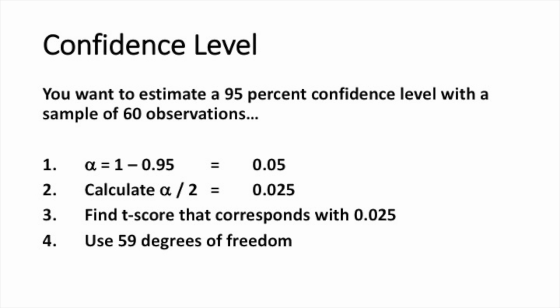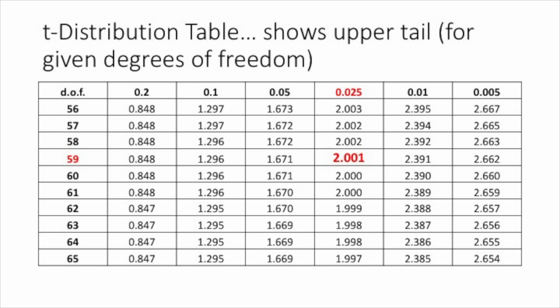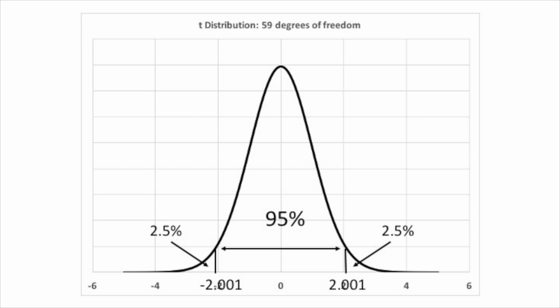So if you're doing a 95% confidence level with a sample of 60 observations, the alpha is 0.05. That's 1 minus 0.95. Your alpha divided by 2 is 2.5%, or 0.025. So we have to find the t-score that corresponds with 2.5% with 59 degrees of freedom. So here's our trusty t-table. You go down to 59 degrees of freedom and across to 2.5% in the upper tail, and you get a t-value of 2.001.